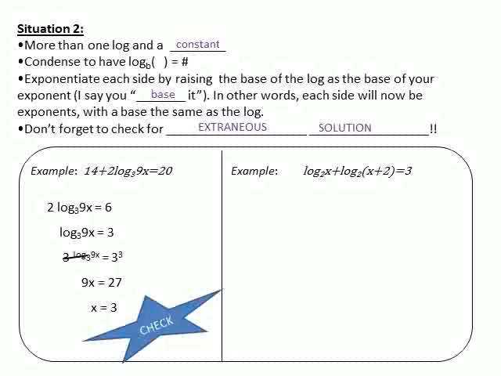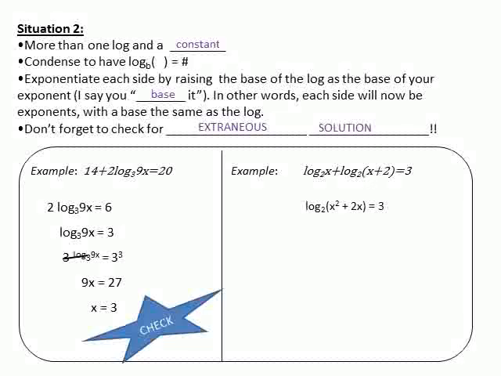This next example is where a little bit more of the trick comes in. We have more than one log. So the first thing we're going to need to do is to condense. If you remember, they both have the same base. So when we have one log plus another log, that means we're going to multiply their arguments. We're going to multiply the x times the x plus 2. That'll leave me with log base 2 of x squared plus 2x. I distributed the x to the x plus 2, equals 3.